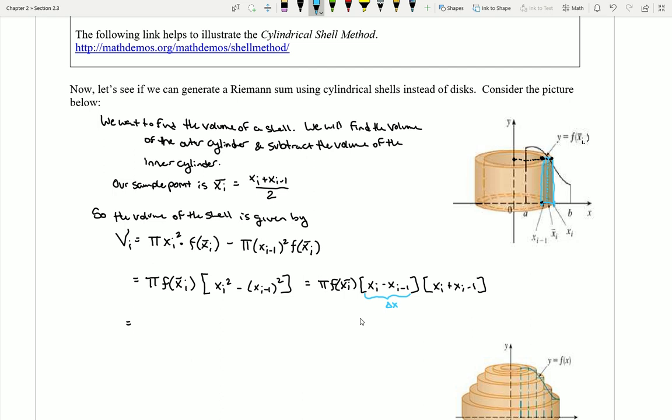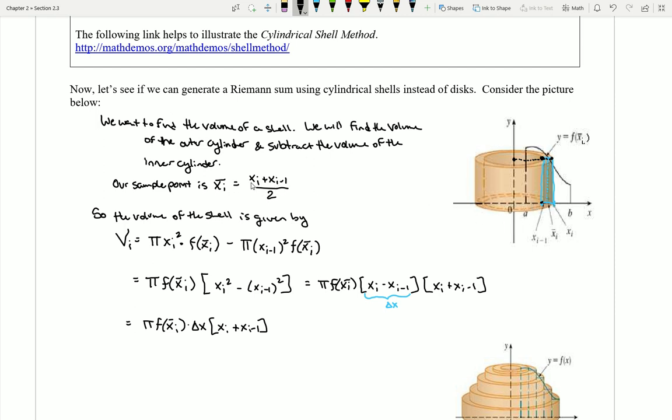So this is fantastic. Notice that then I can go ahead and simplify this just a bit further into a pi f of xi bar. I can have a delta x, and then I still have this xi plus xi minus 1. Now this last piece over here, I'm going to be able to replace as well, because what you'll notice is that this down here actually looks extremely similar to this formula we had for xi bar, which remember was the average formula for these two endpoints.